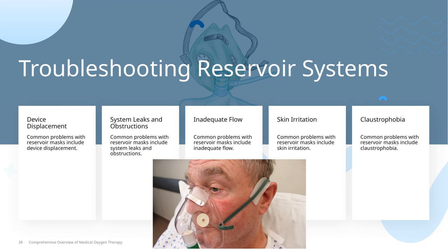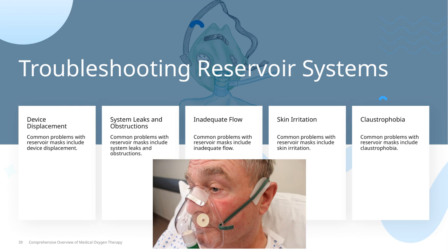Inadequate flow is another challenge. If the oxygen delivery isn't sufficient, patients may not receive the therapy they need. Ensuring the system is set up correctly and checking for any blockages can resolve this. System leaks and obstructions also pose problems. Leaks can reduce the amount of oxygen delivered, while obstructions can stop the flow altogether. Regular inspection and maintenance of the system are key to preventing these issues.